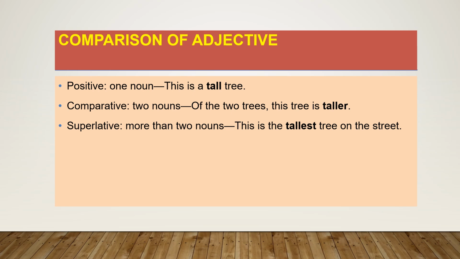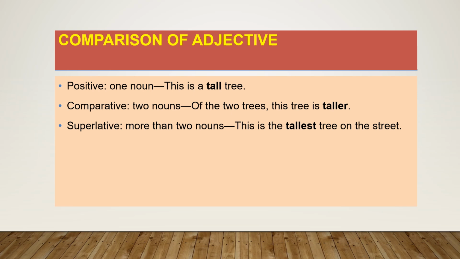So we already had this. This is a tall tree. Now the word tall describes a tree. There are no other trees involved. So it is a positive degree. It's the basic form of the adjective of quality, tall. What kind of a tree? A tall tree.